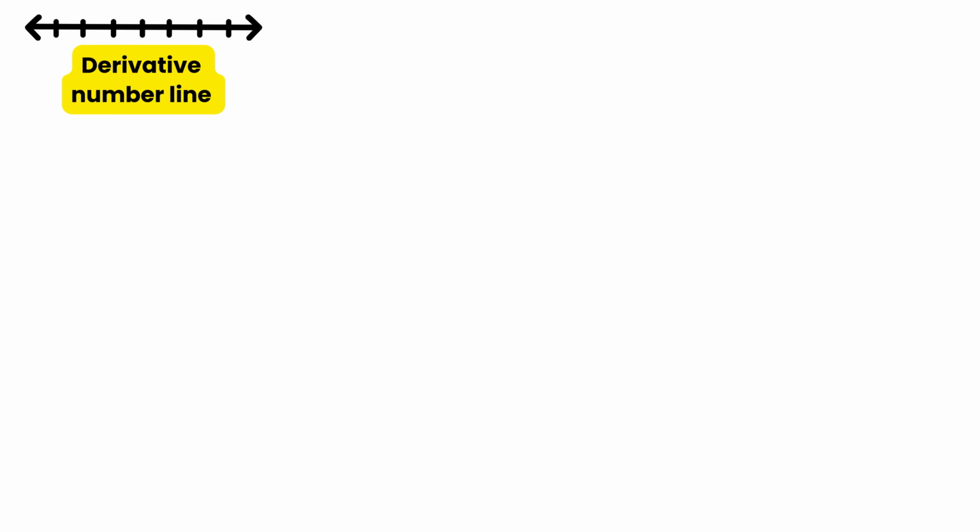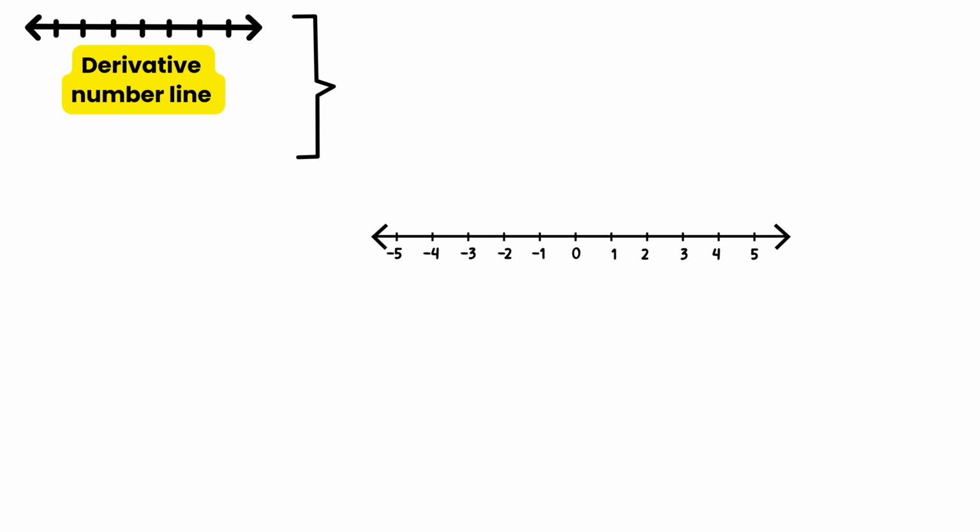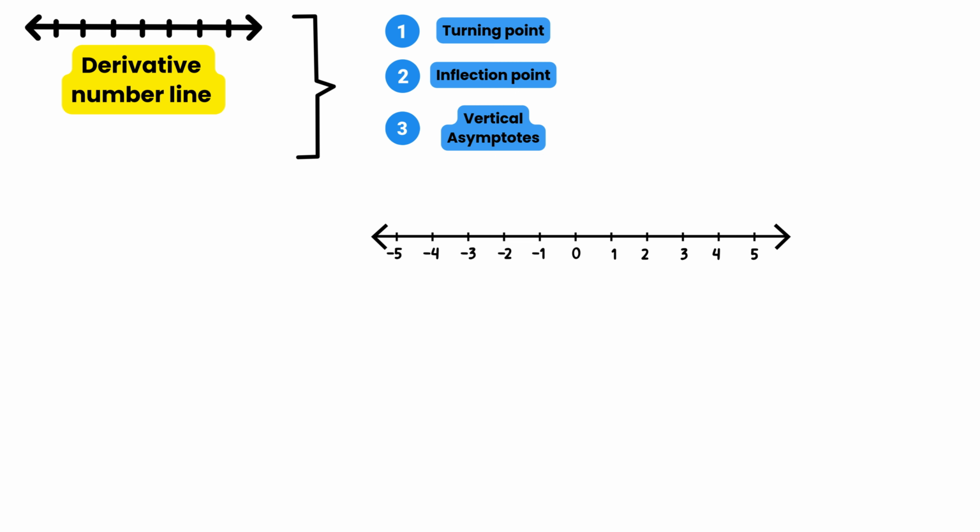To figure out the shape of the function, we use something called the derivative number line. Here's how it works. We only draw the x-axis, nothing fancy. On this number line, we plot the x values of the important points we found in step 4 of our action plan, specifically the x value of the turning point, the x values of any inflection points, and the vertical asymptotes. Important, we only use the x values, not the full coordinates.